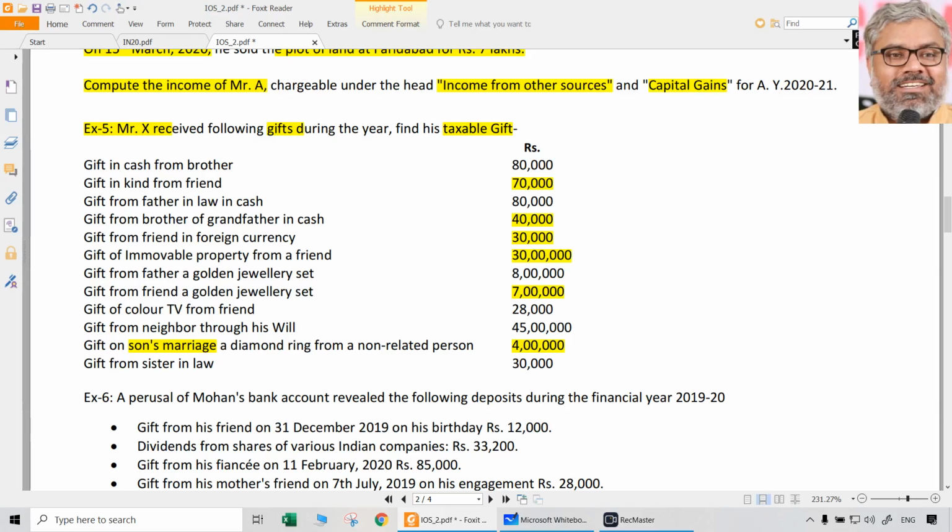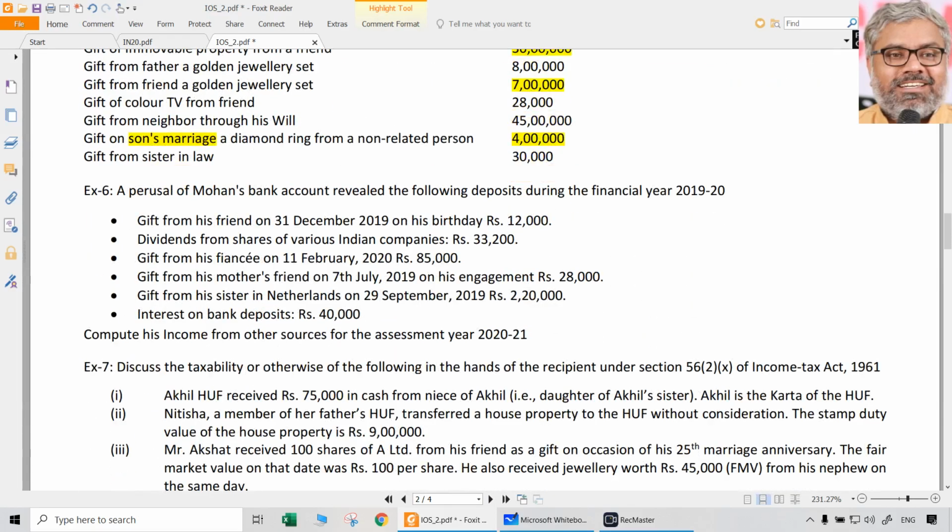So what are the only things which are taxable? 70,000 plus 40,000 plus 30,000 plus 30 lakhs plus 7 lakhs plus 4 lakhs, which means 42 lakhs 40,000 is the final answer for this question. That's all. 42 lakhs 40,000. That was question number 5.